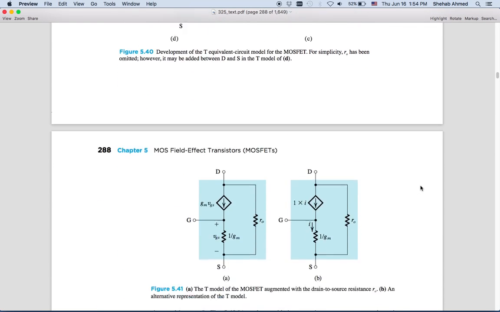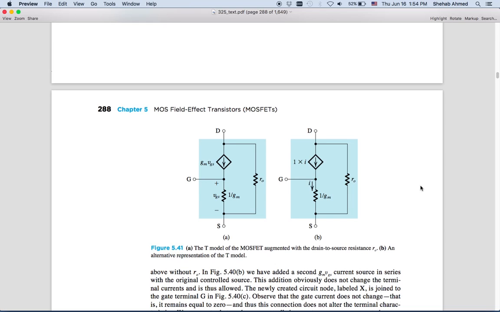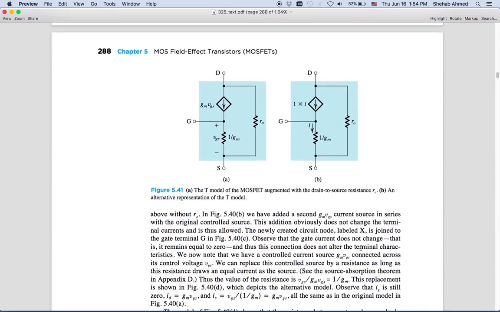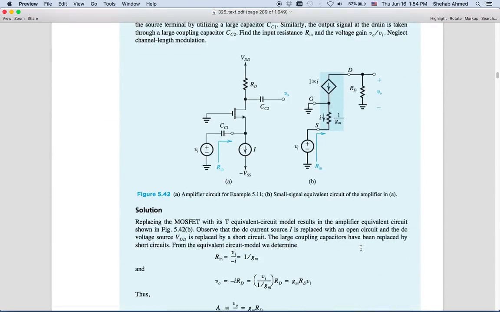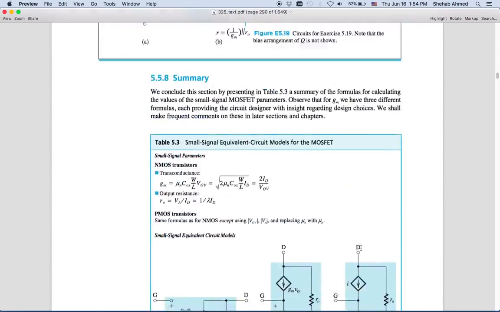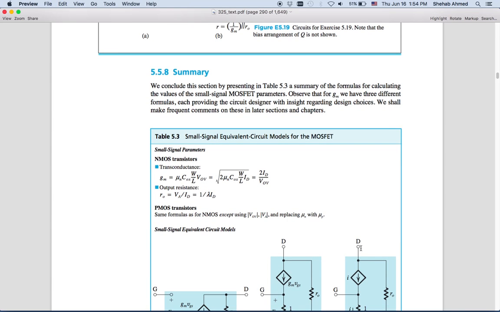Here I take my T equivalent circuit model and I include the effect of channel length modulation, which is our output resistance. These two are equivalent. Instead of writing gm times VGS, we write I here. So there is nothing changing here, but this R output is the effect of the channel length modulation in this equivalent circuit. And the rest are examples. Wissam will be solving these examples with you in the recitation.